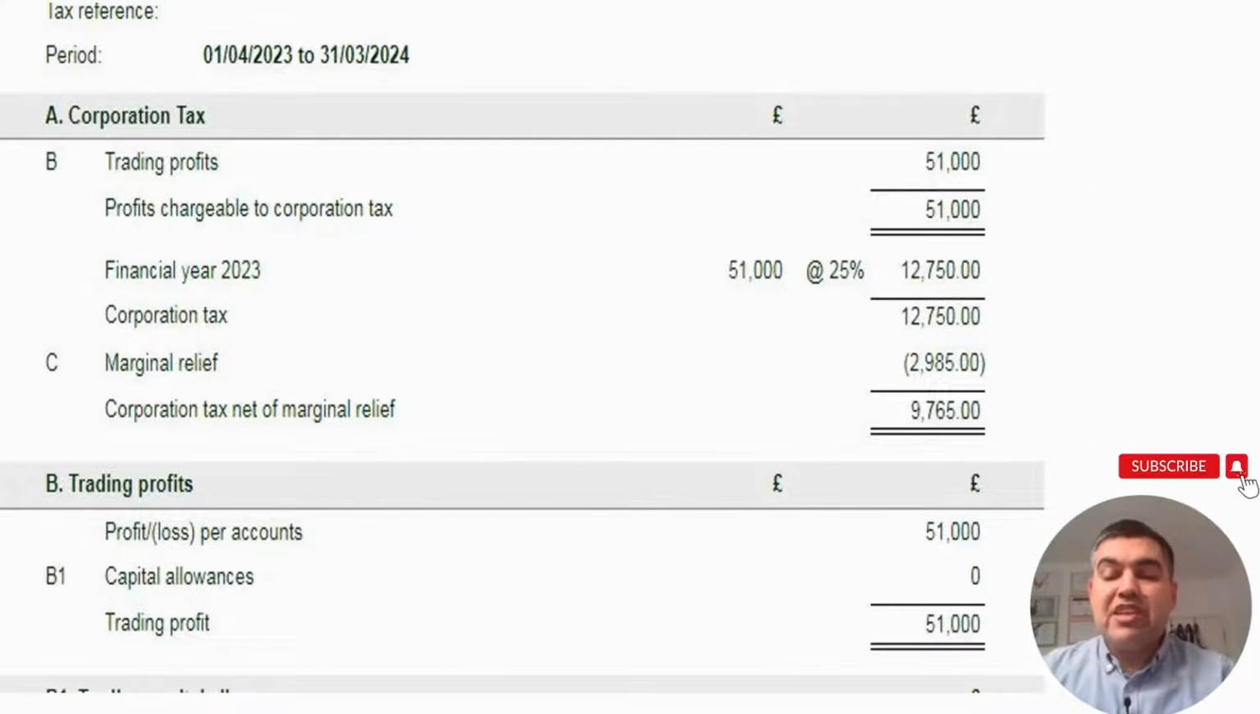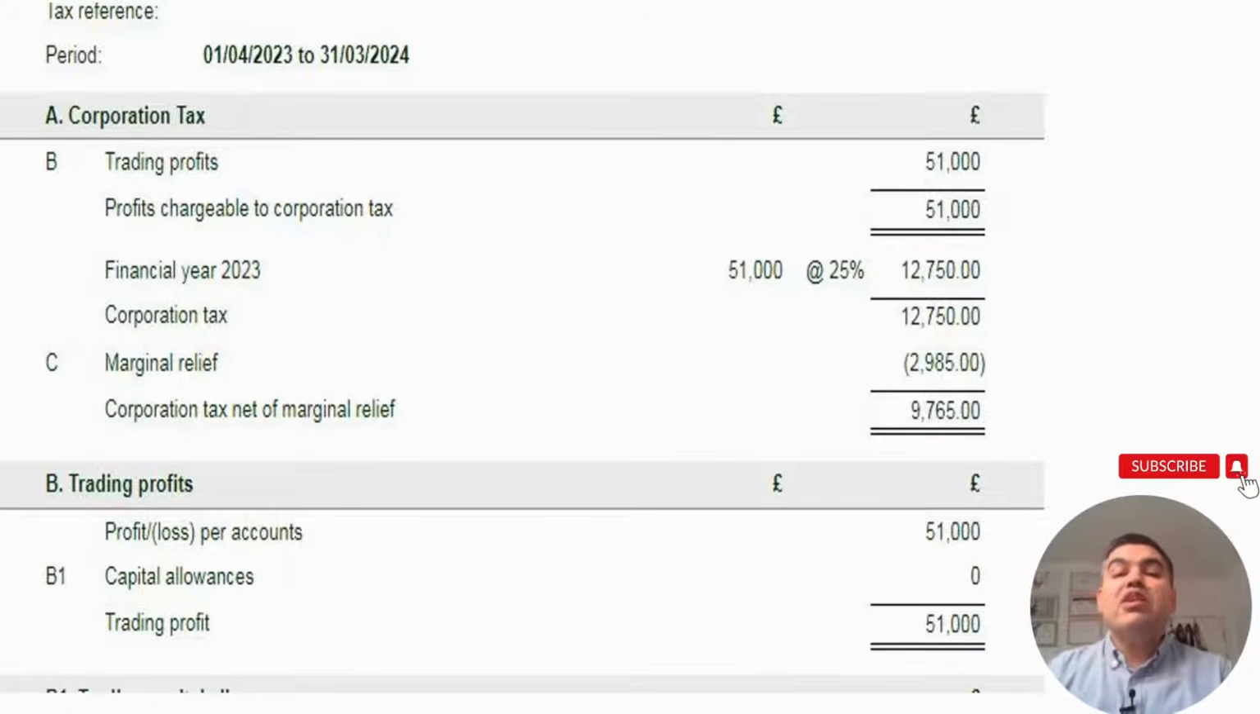The trading profit is 51,000. The accounting period began on 1st of April 2023, which is exactly the beginning of the financial year as well, and ended on 31st March 2024. So it does not straddle two financial years. It covers only 1 financial year, which is 2023. The trading profit, which is also the taxable profit, is 51,000. There's no dividend, so the taxable profit is 51,000, and the augmented profit is also 51,000, because there's no dividend.